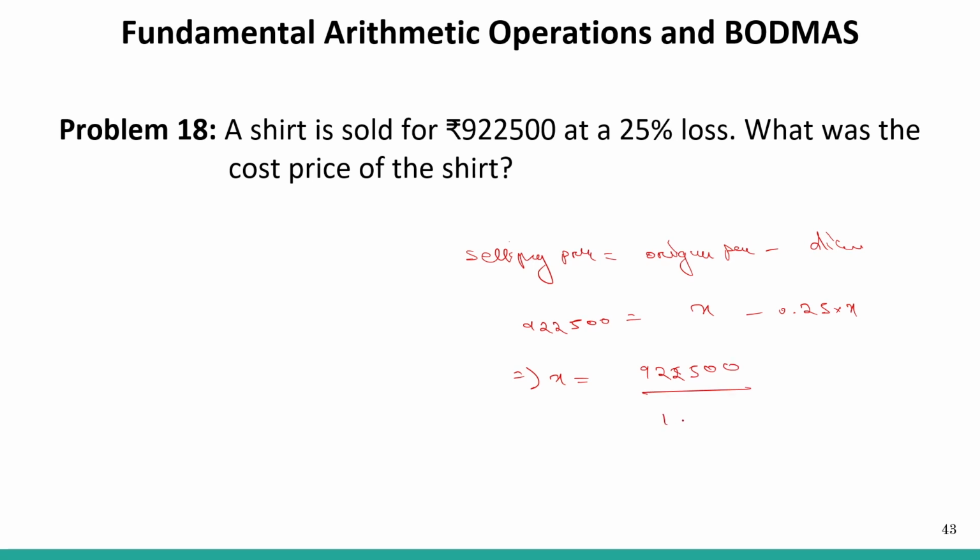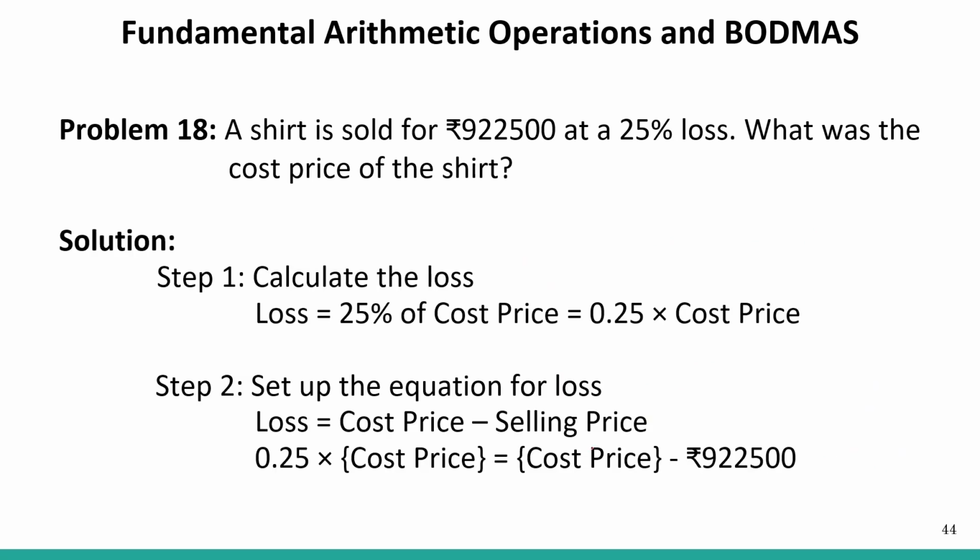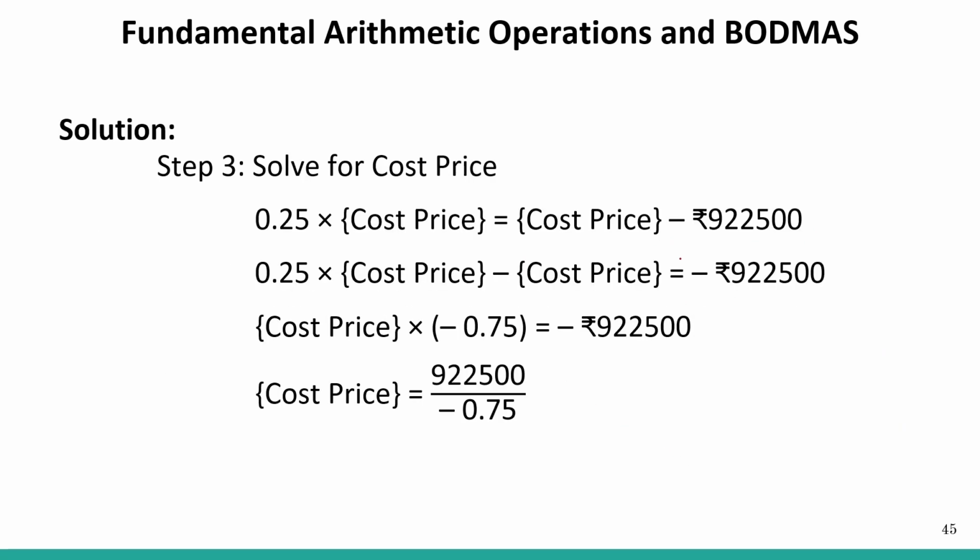So this implies that X is equal to 922,500 by 1 minus 0.25. So this is equal to 922,500 by 0.75. Okay, so this is nothing but 922,500 into 10 by 75. So cost price is equal to this by this.